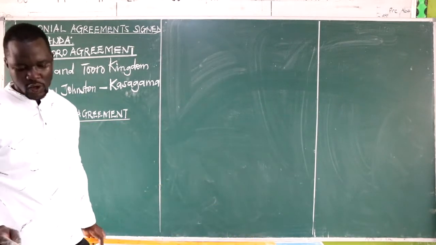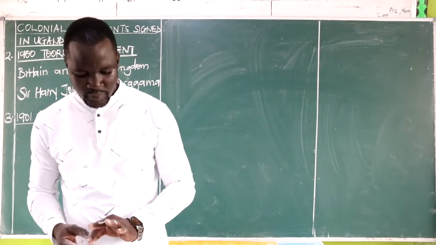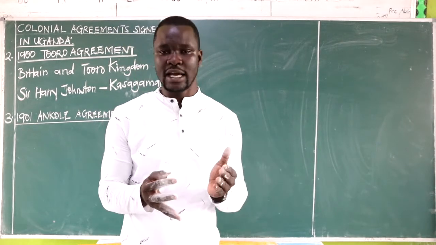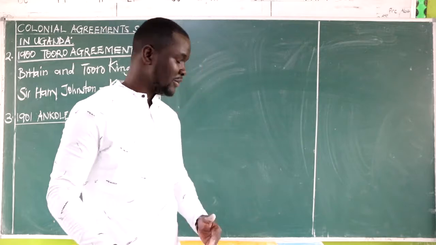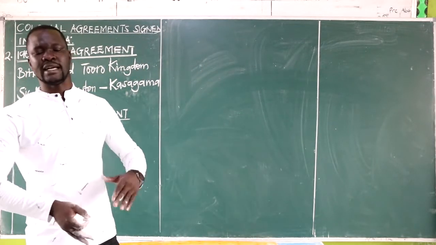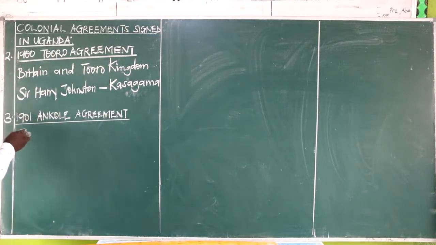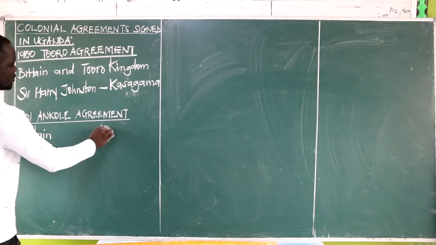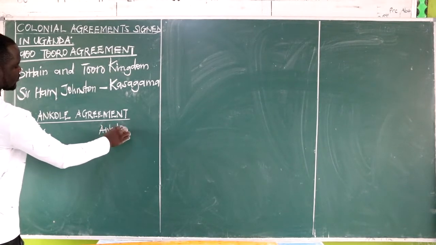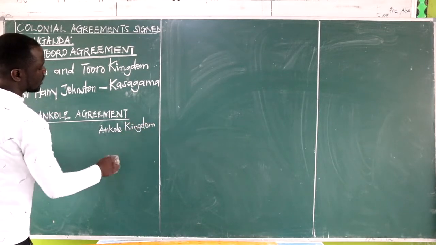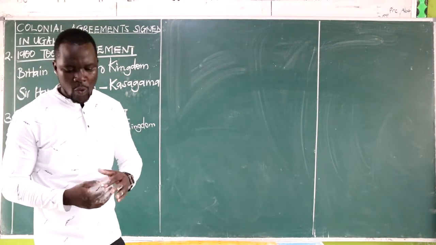Now, in this 1901 Ankole Agreement, we are going to have still the same Britain against now which kingdom? Ankole Kingdom. Today we no longer have an Ankole Kingdom in existence, but at that time it was there. So we have the agreement still signed between Britain and the Ankole Kingdom. So we are going to be looking at who were the representatives.